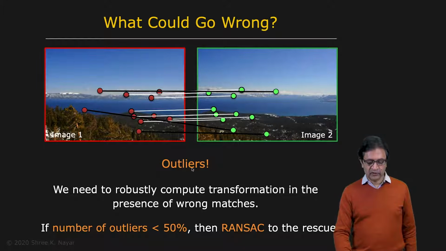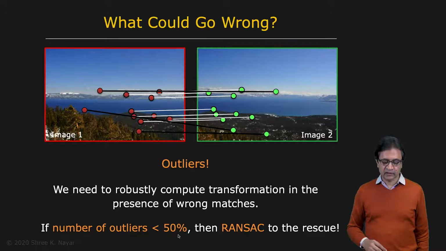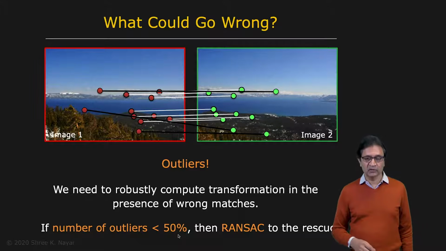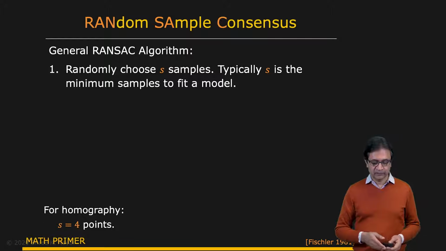In particular, you can have a large number of outliers and RANSAC still works pretty well, as long as the number of outliers is less than, say, around 50% of the total amount of data that you have. But that's a big number. That's a lot of outliers. So let's see how RANSAC works. And we'll use the problem of computing homography as an example as we go along.